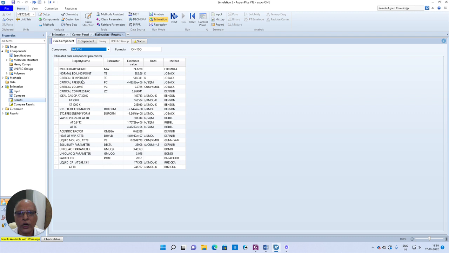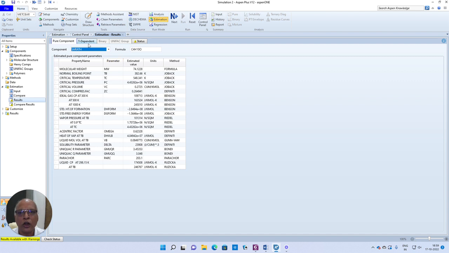Similarly, normal boiling point, critical temperature, critical pressure, critical volume, critical compressibility factor, ideal gas heat capacity at 3 different temperatures, standard heat of formation, standard free energy of formation, vapor pressure at normal boiling point, 90% of the critical temperature, at critical temperature, eccentric factor, and so on.